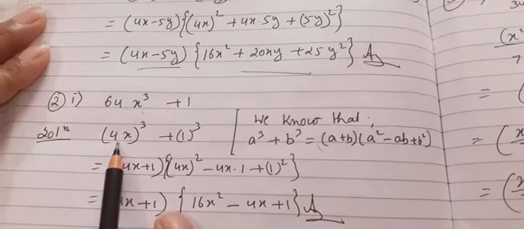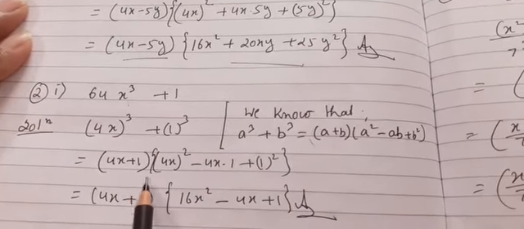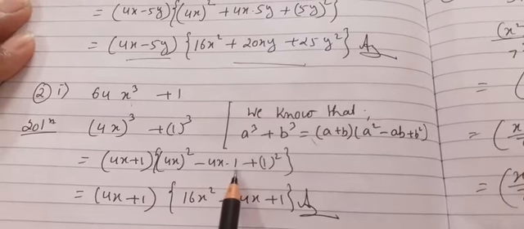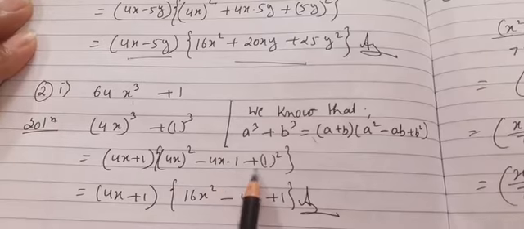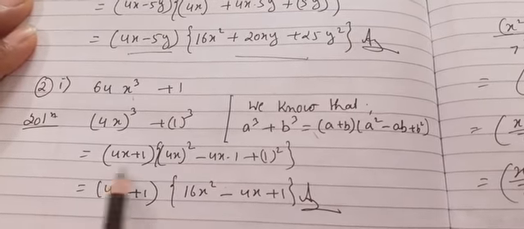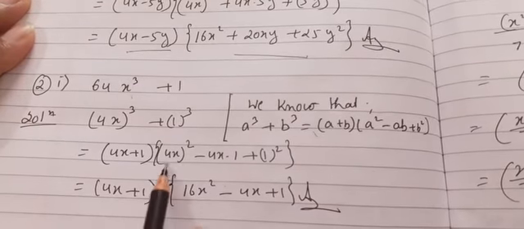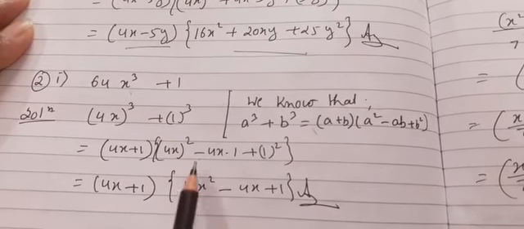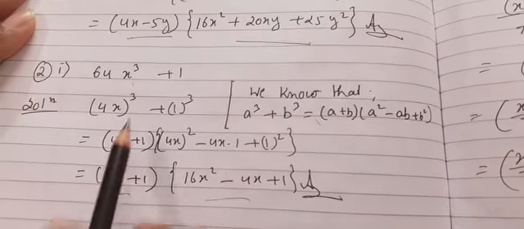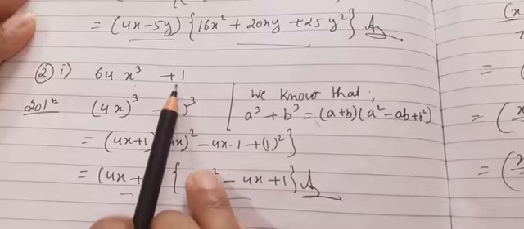So here I have written 4x cube plus 1 cube is equal to 4x plus 1 into 4x square minus 4x into 1, that is ab, plus b square. That is equal to 4x plus 1 into 4x square, which means 16x square, minus 4x plus 1, and these are the two factors of this algebraic expression.